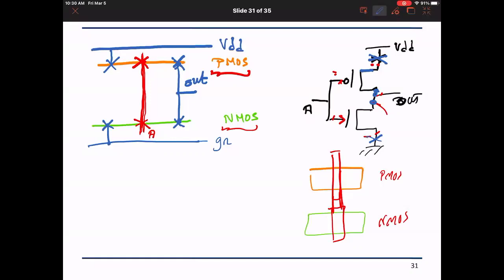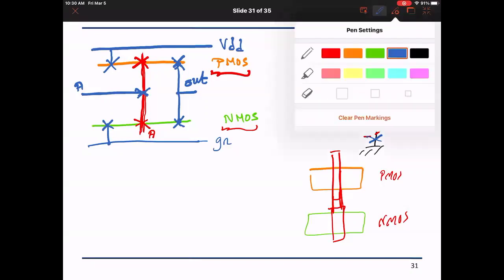Sorry to interrupt you. We also need a contact between the poly, meaning the gate, and the... If we want to send the signal A from somewhere else, I will send a metal with a contact that will connect to the poly which is going to the two transistors, right? But between the poly and the transistor there is no contact.